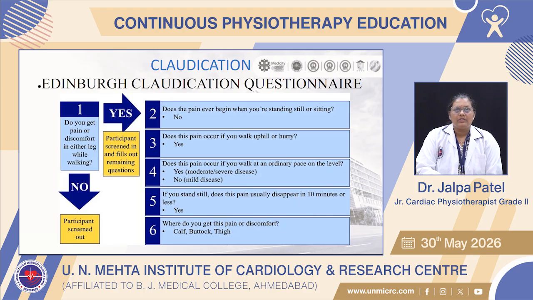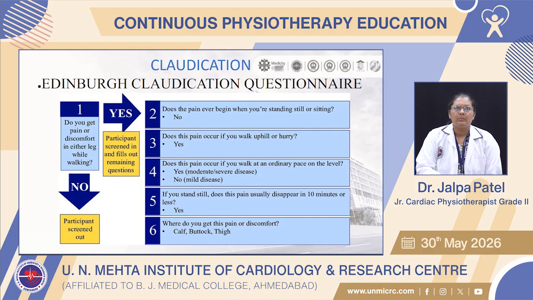Now the claudication questionnaire is the Edinburgh claudication questionnaire. We are asking 6 questions. The first one is, do you get pain or discomfort in either leg while walking? If the answer is no, then the participant is screened out, and if the answer is yes, then the participant is screened in and fills out the remaining questions. Second question is, does the pain ever begin when you are standing still or sitting? Answer is no. Third, does this pain occur if you walk uphill or hurry? If the answer is yes, then go to the fourth question.